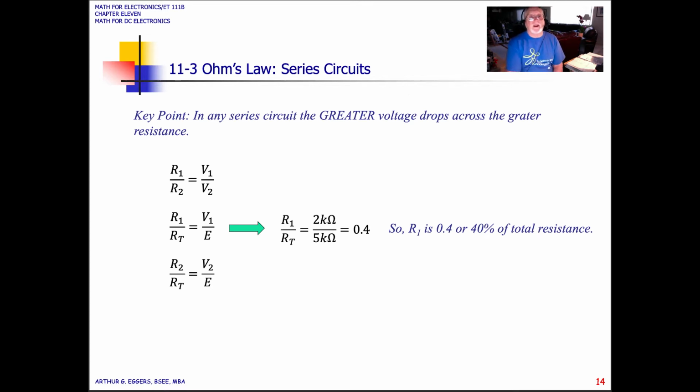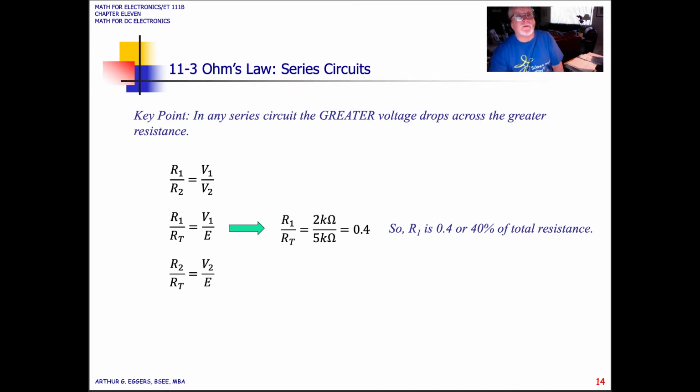So now let's take a look at some relationships that are formed using Ohm's law, and the direct and inverse relationships that we can see. In any series circuit, a greater voltage drop appears across the largest or greatest resistance. Okay, so that's a rule of thumb that you can use to look at a circuit and try to quickly determine what the values are and if they're valid.